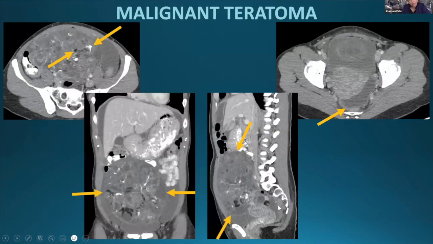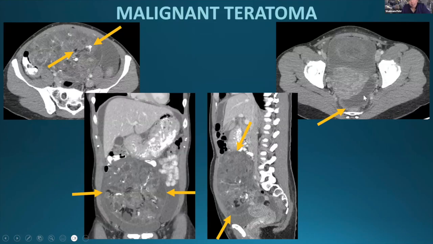Let's look at an example from our practice. So these are axial, coronal, and sagittal CT images of the pelvis. You'll see this really large adnexal mass abutting the uterine fundus. It extends almost above the level of the umbilicus. You'll see that it predominantly contains soft tissue and less amounts of fat and calcium.